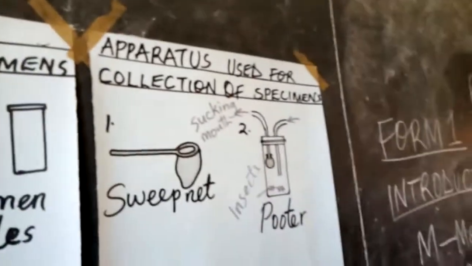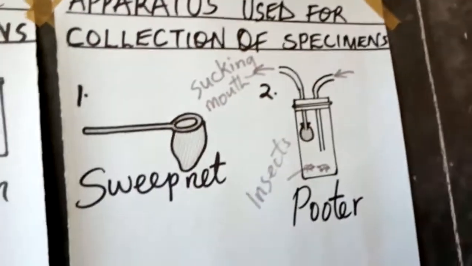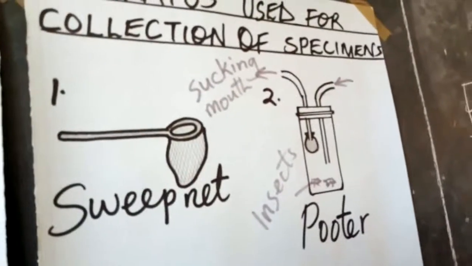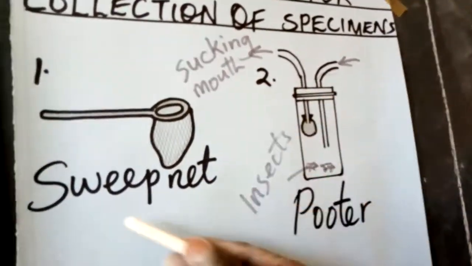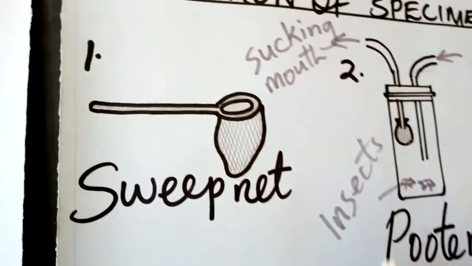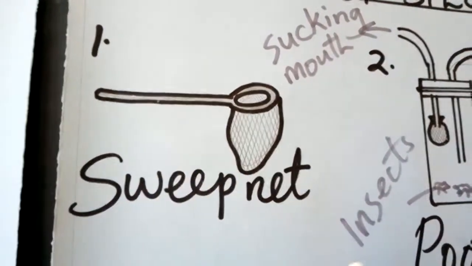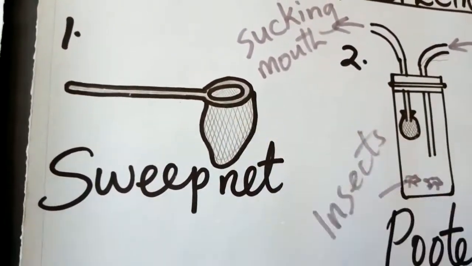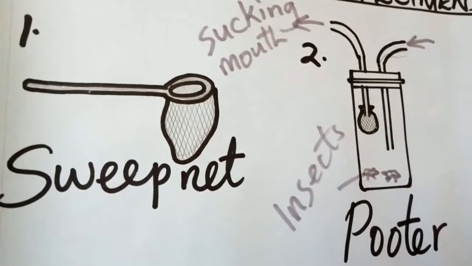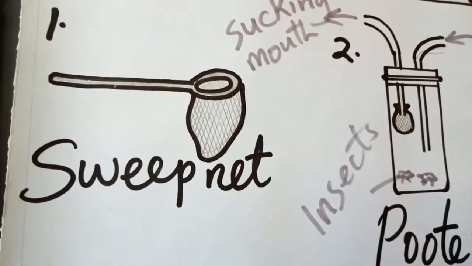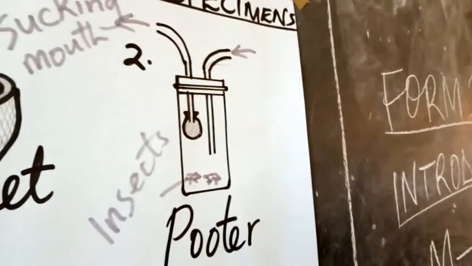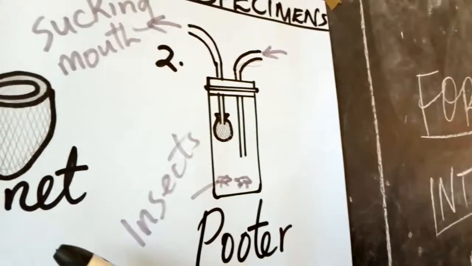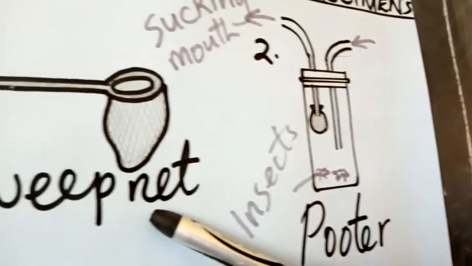And therefore, right now, I'd like us to look at the apparatus that are used for collection of specimens. The first apparatus right here, as you can see, it is referred to as the sweep net. Sweep net comprises of a handle, and it also comprises of a net, which is basically made of mosquito net, so as to prevent small organisms from escaping when they have been collected from their natural habitat.